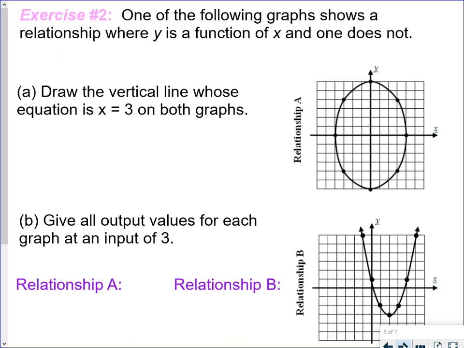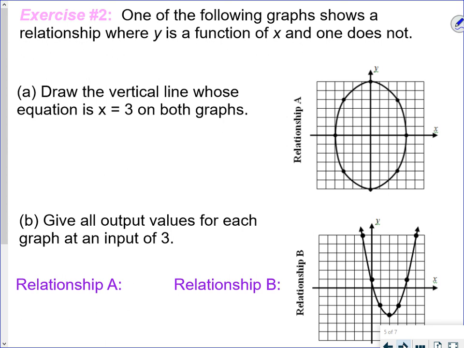One of the following graphs shows a relationship where y is a function of x and one does not. Draw the vertical line whose equation is x equals 3 on both graphs. Give all output values for each graph at an input of 3. So we're adding on an extra idea where we have the function's graph for us, but we're going to pull the information out and organize it in a table, because that's going to be another way that we're going to see our functions represented to us.